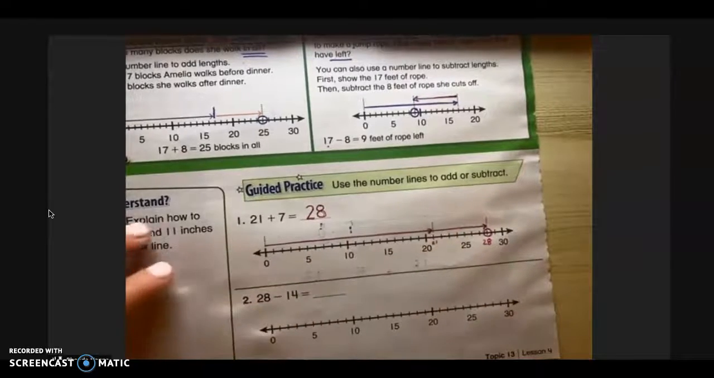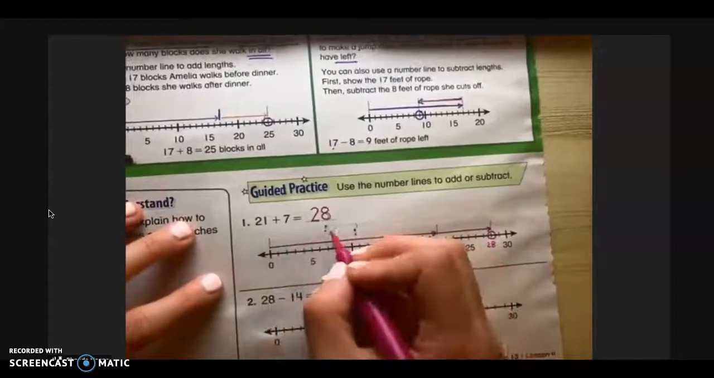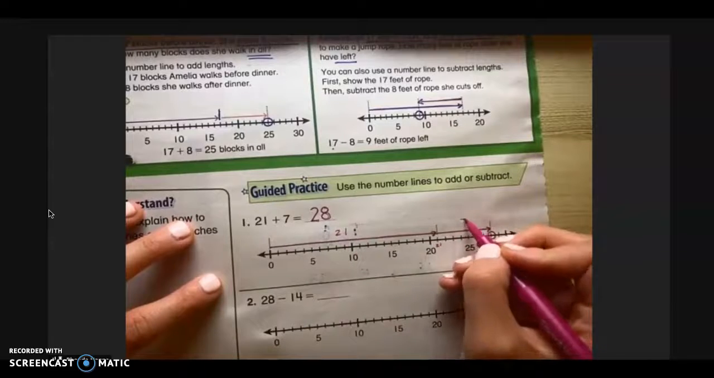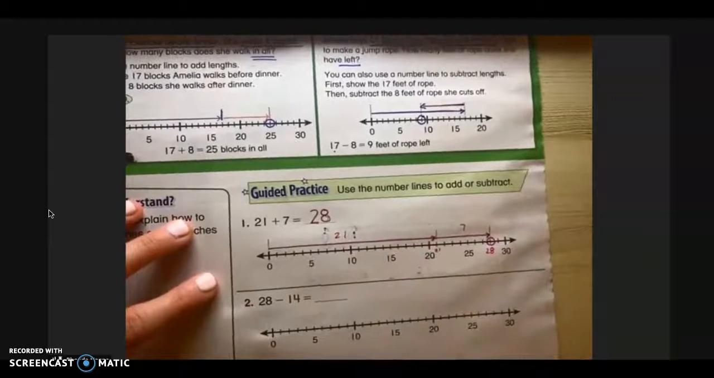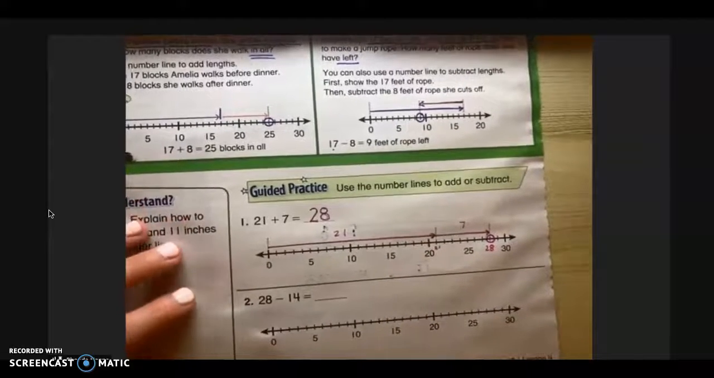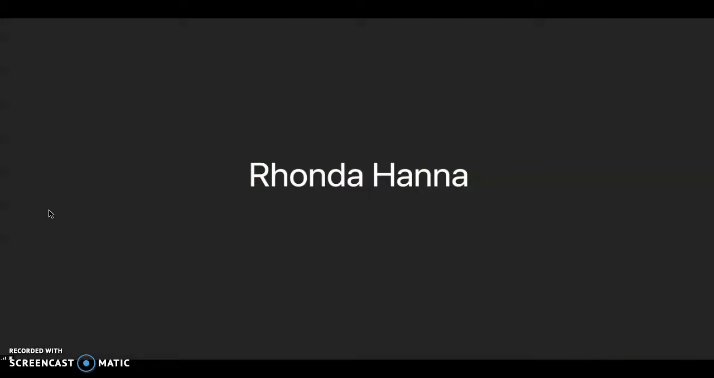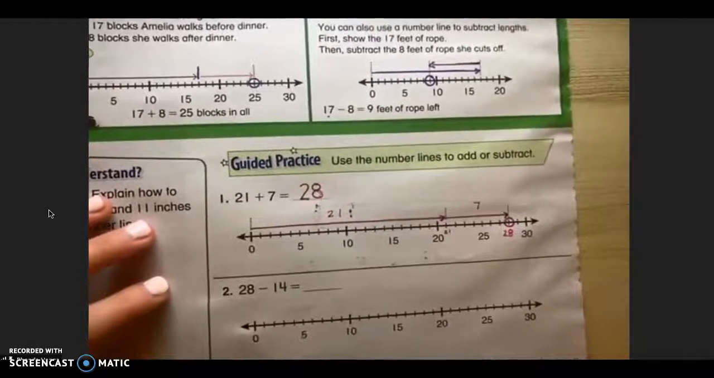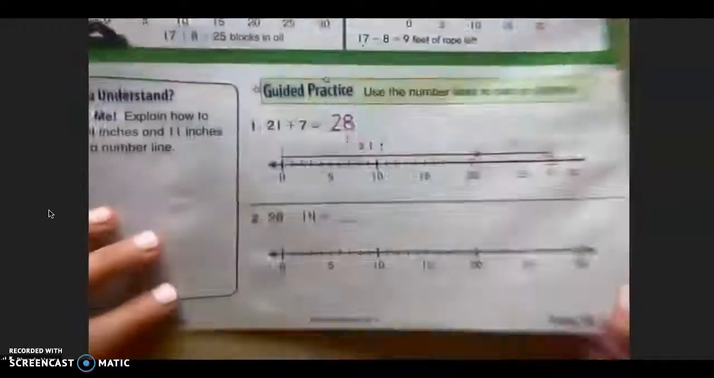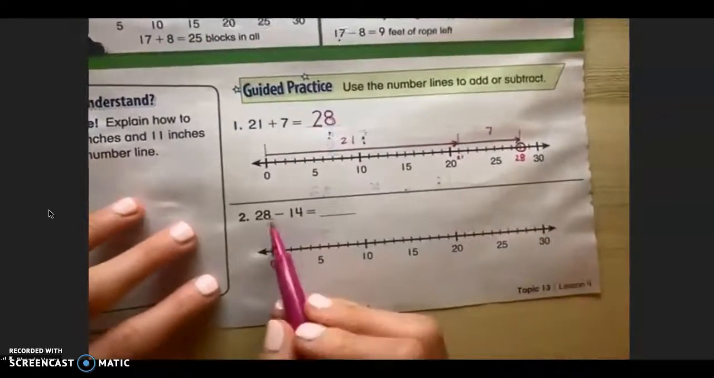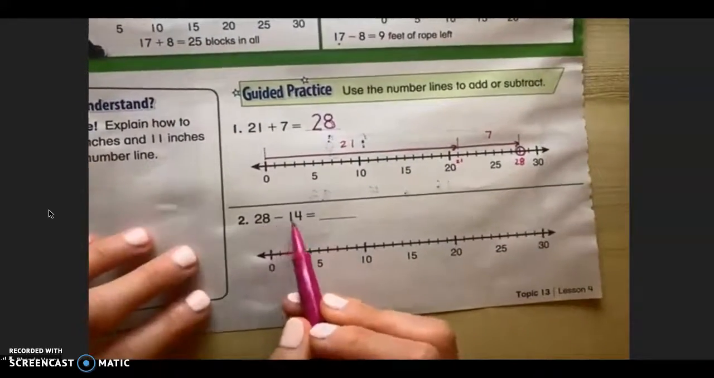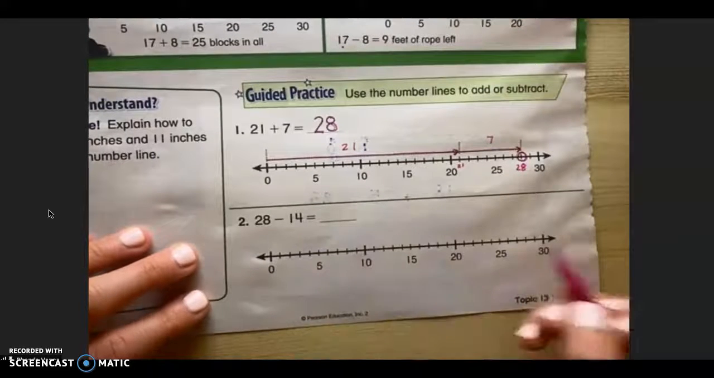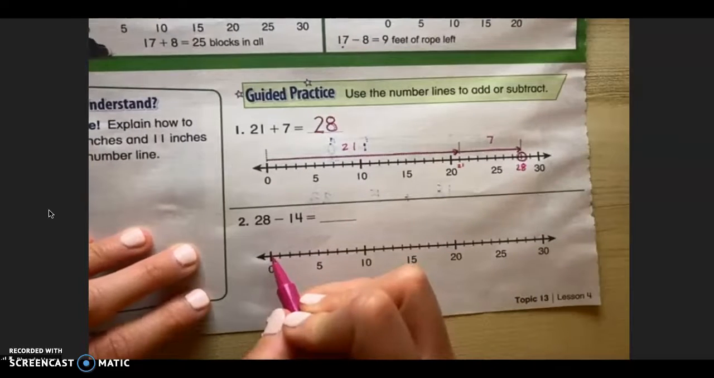28. So this long line shows 21, and the short line right here shows 7. 21 plus 7 equals 28. Now I can also use a number line to subtract. The problem, 28 minus 14.